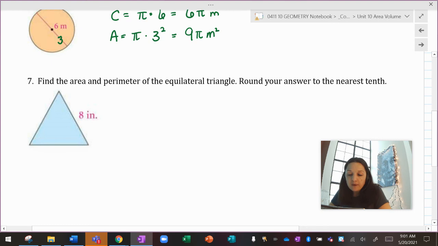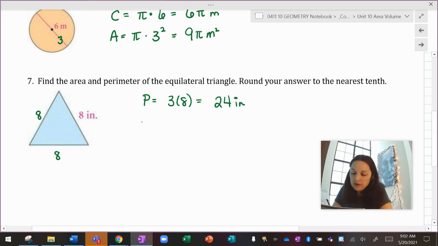And last but not least, find the area and the perimeter of the equilateral triangle. Well, equilateral means that all these sides are equal. That's great. The perimeter is going to be pretty easy because that's just 3 times 8, or 24 inches. And now I need my area. Well, I could really use the height right now.